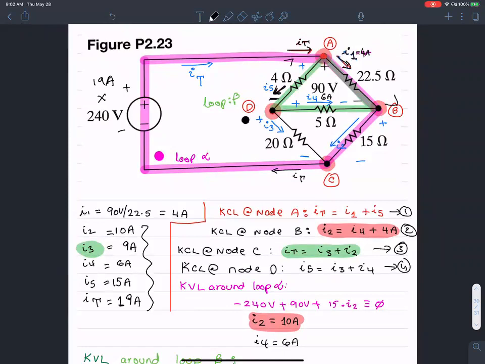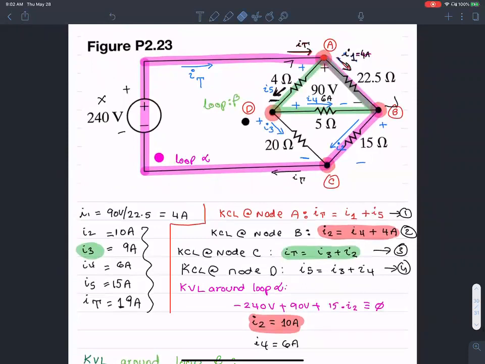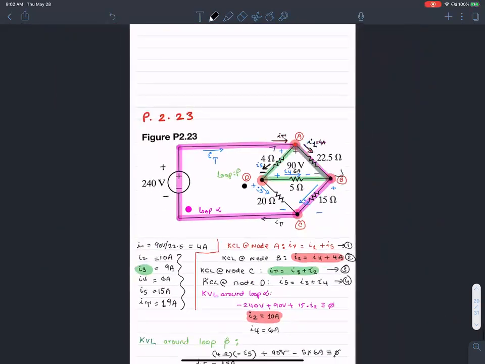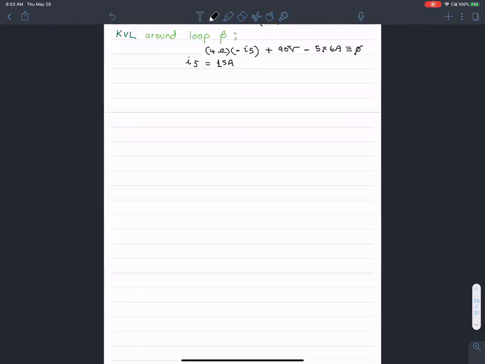All right, questions, please. All right. So we look at another problem then, third problem. What we are doing is simply following some basic conventions, passive sign conventions, setting up node equations using KCL, setting up equations around a loop using KVL. Okay, let's do one more problem.